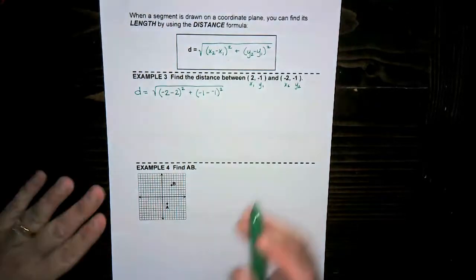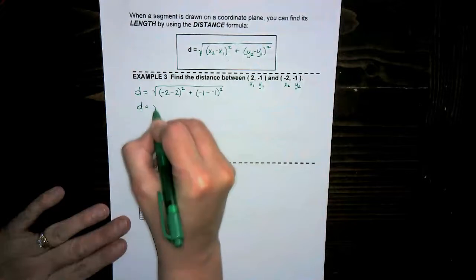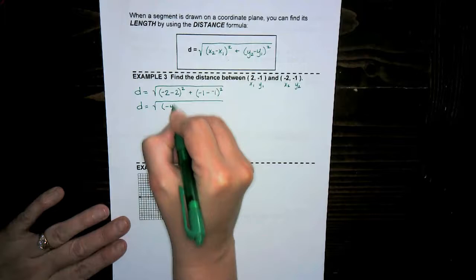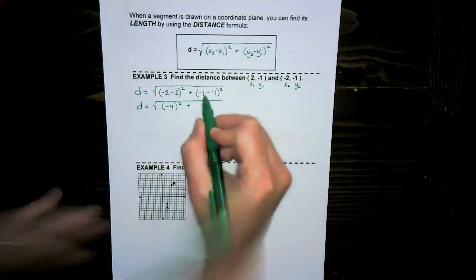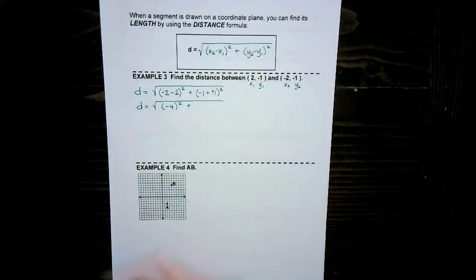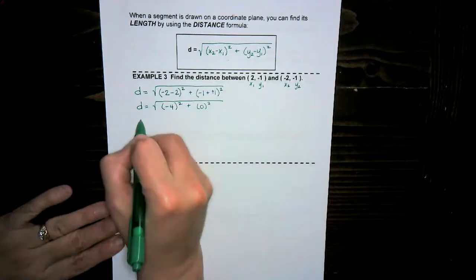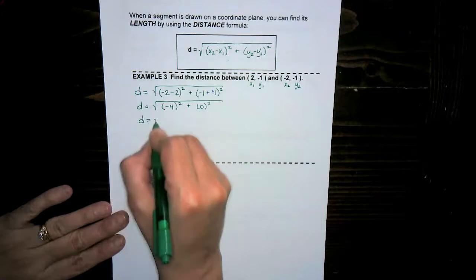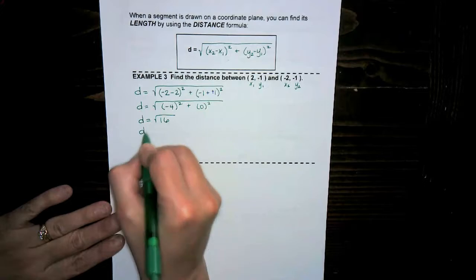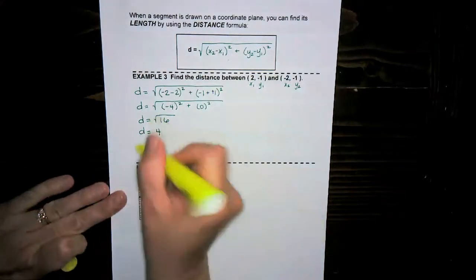All right, so I've got all of the substitutions made. Now I just work underneath this square root. So in this first parentheses, -2 minus 2 gives me -4. -1 minus -1, we'll change that to plus plus. So now I've got -1 plus 1, that's 0. And now I've got -4 to the second is 16. And then the square root of 16 is 4. So my distance here between these 2 points is 4.